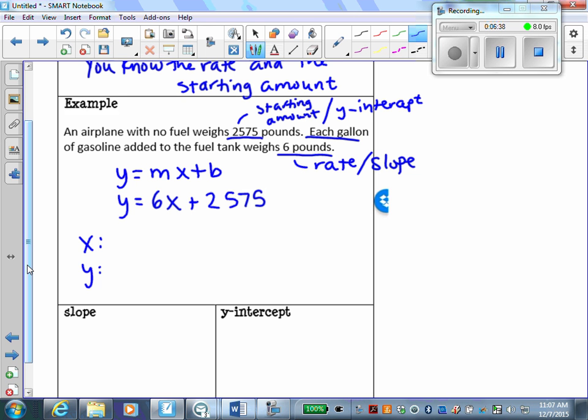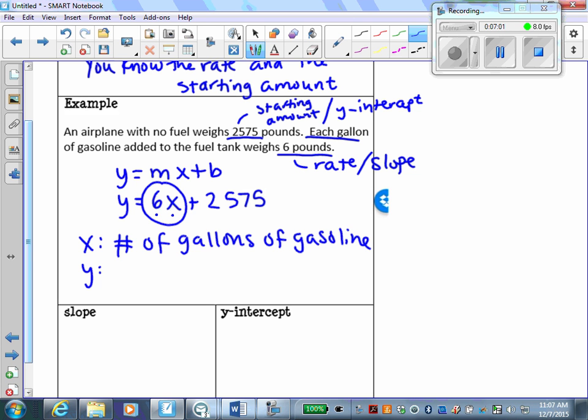See how the 6 here is the weight of each gallon of gasoline, and you're going to be multiplying it by x, which is going to be the number of gallons of gasoline. And then this part right here is going to be telling us the total weight of the gasoline plus the weight of the plane with no gasoline, which when you add those together, that's going to be the total weight of the plane.